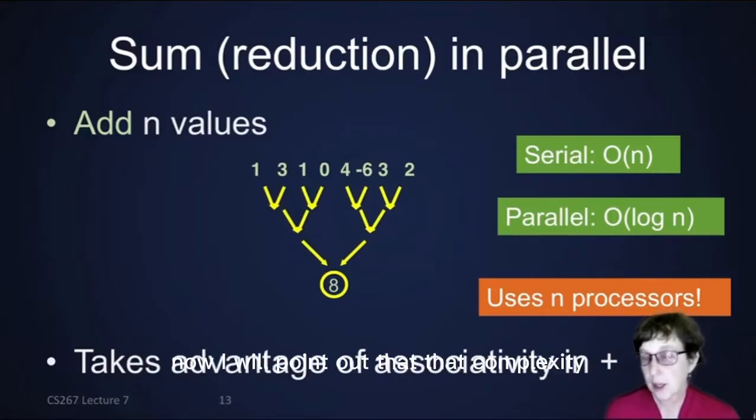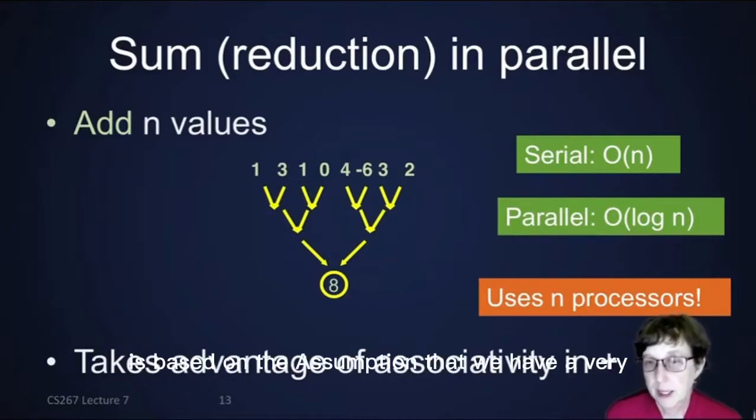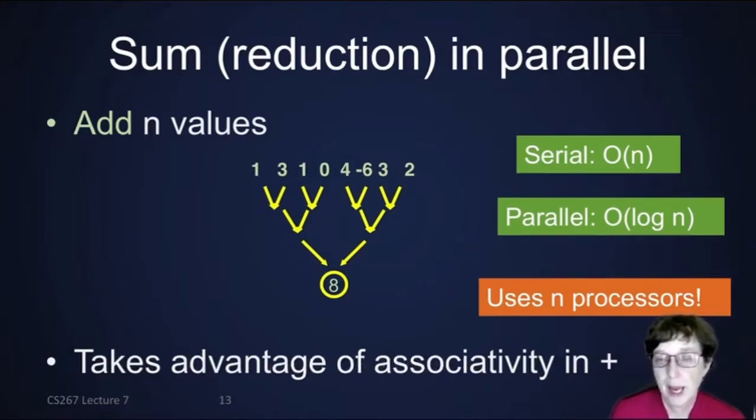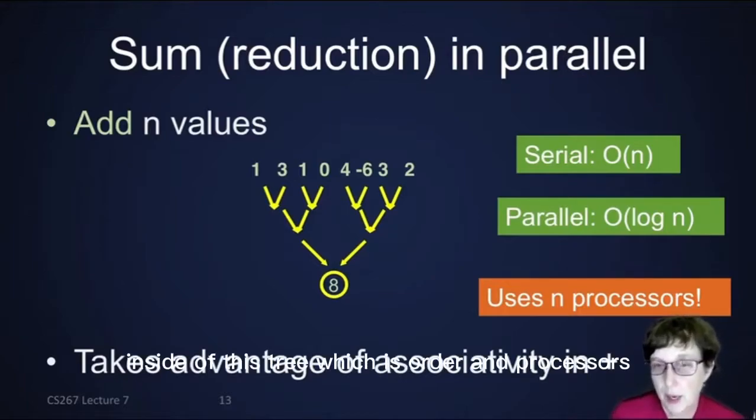Now, I will point out that this complexity is based on the assumption that we have a very large number of processors. That is, we have enough processors to basically put one at every element inside of this tree, which is order n processors.